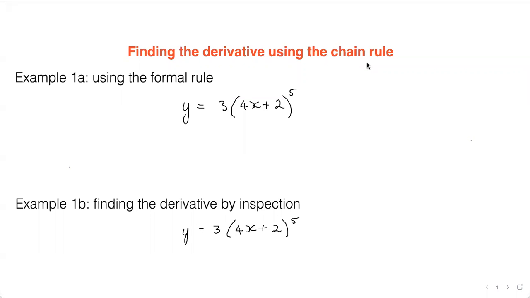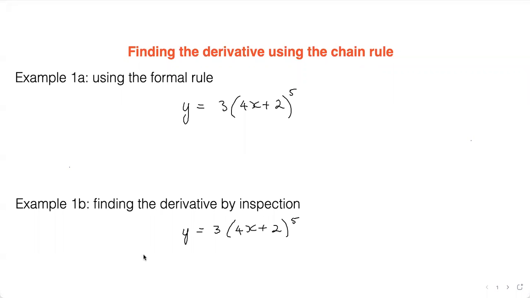Hi, today I'm going to go through finding the derivative using the chain rule. So first of all, I'm going to do an example where we use the formal setting out. There will be occasions where you need to do this, but then I'm going to show you how to do the derivative by inspection, which is how you will end up doing it most of the time. But let's start with this example here.